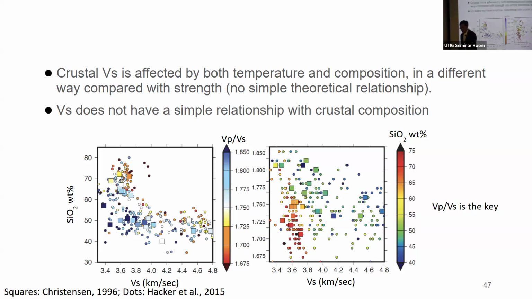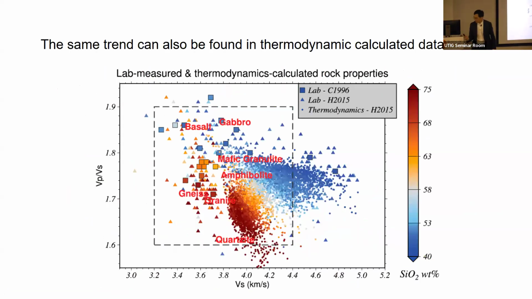And you may say, okay, these are crustal rocks you collected and measured in the lab. The lab measurements have uncertainty. Let's look at the thermodynamic results. You can calculate the phase equilibrium at deep crustal conditions, look at the mineral assemblage, and calculate the velocity. It is the same trend.